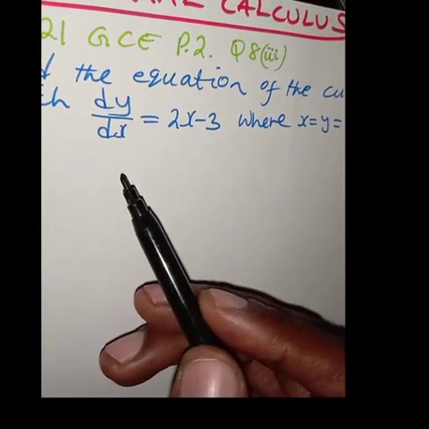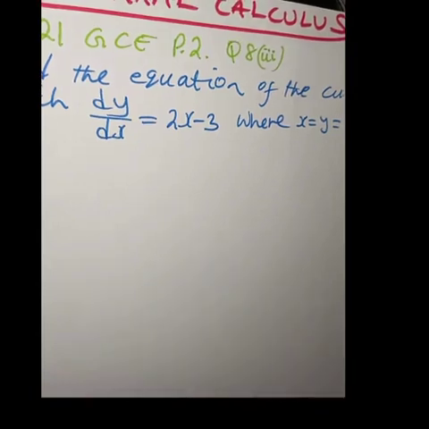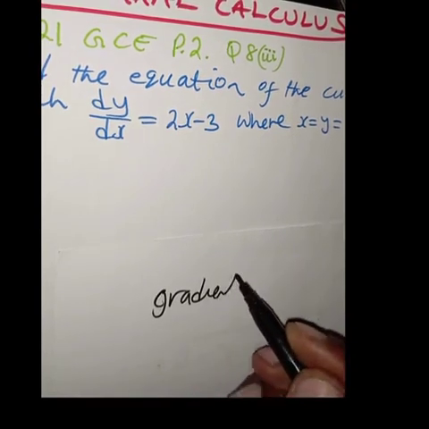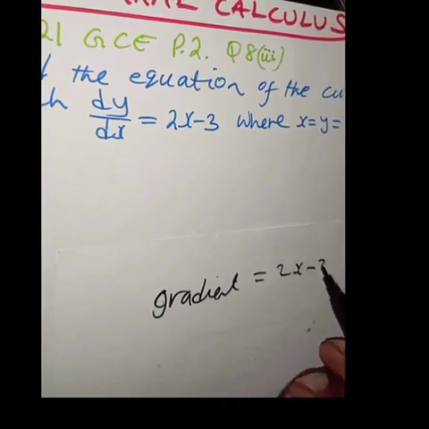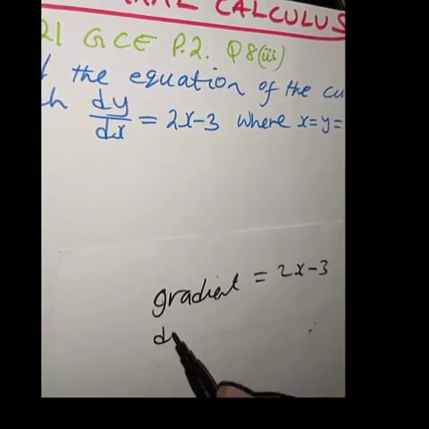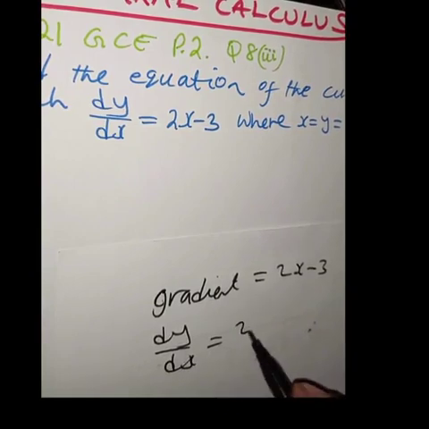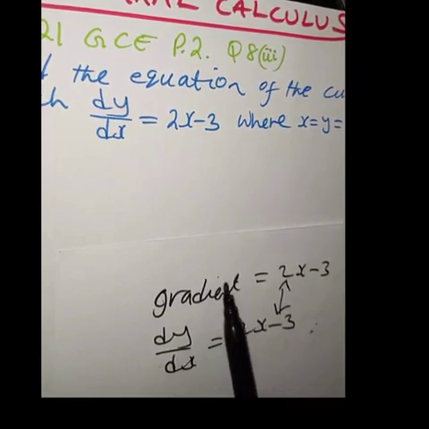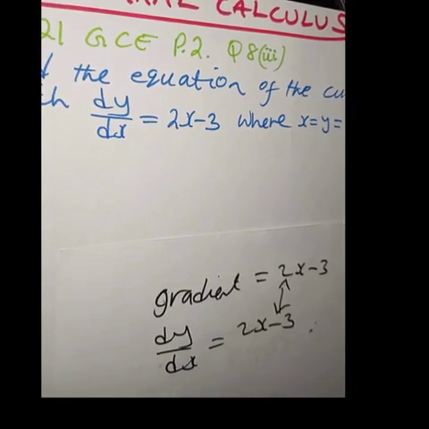So dy/dx, the way they have brought it, is the same as if they were to talk about the gradient function. Sometimes they will mention the gradient is equal to 2x minus 3. Just know that it is the same as if they were to say dy/dx is equal to 2x minus 3. So next time when they mention gradient under such a question, just know they mean dy/dx, because dy/dx is another way of saying gradient.